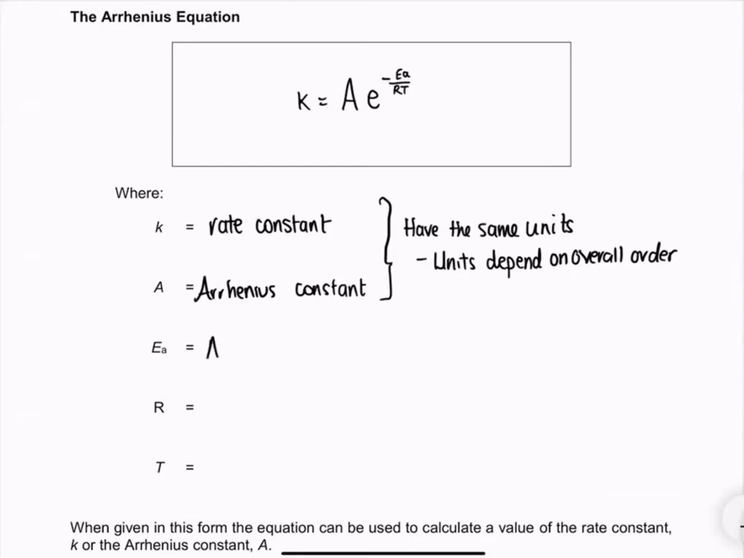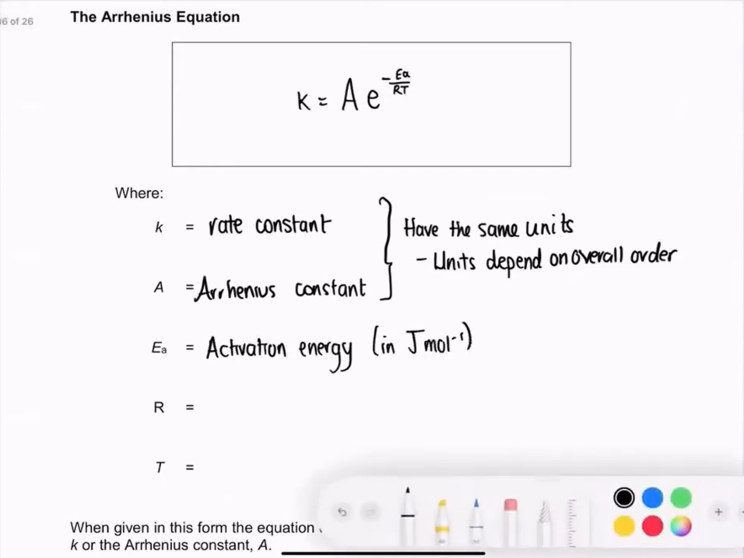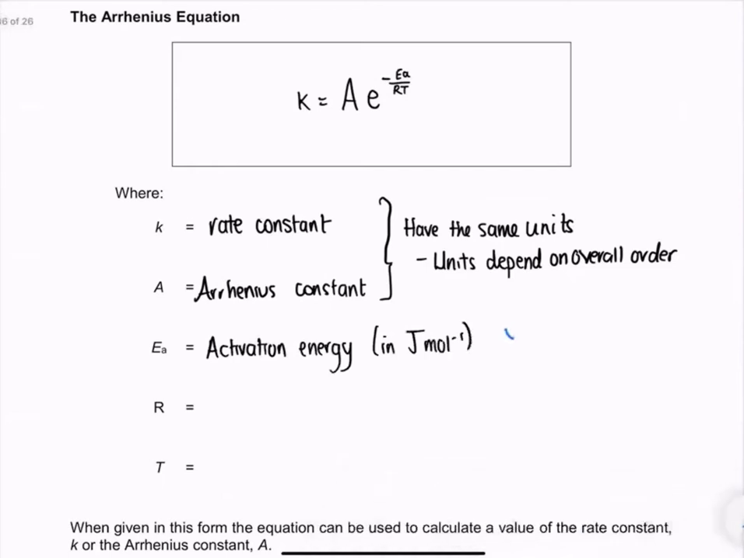We know that EA is the activation energy. Normally activation energy is given to us in kilojoules per mole, but for this equation it has to be in joules per mole. So we're going to need to convert.